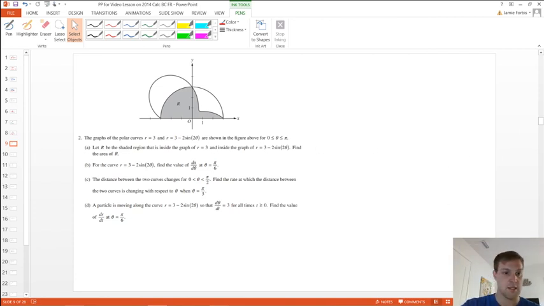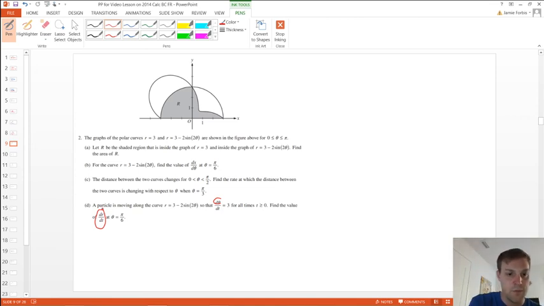Now D says a particle is moving along the curve r equals 3 minus 2 sine of 2 theta. So we're looking at that funky one again. So that the derivative of theta with respect to time is equal to 3 for all time greater than 0. So the rate at which the angle is changing is 3. And I want to figure out what the dr over dt value is whenever theta equals pi over 6.